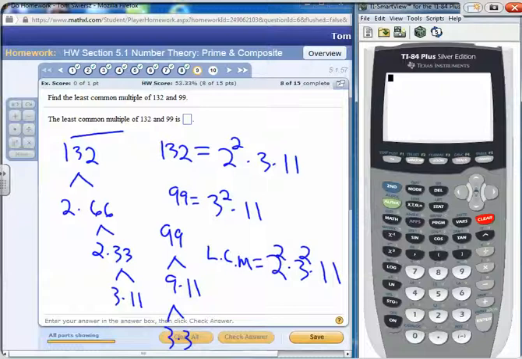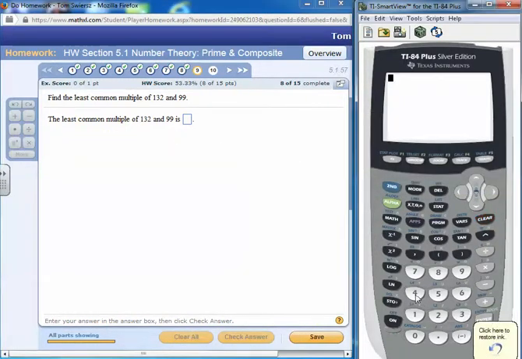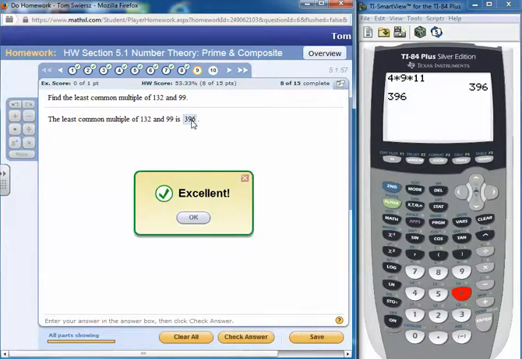So then this would be on our calculator, 2 squared is 4, 3 squared is 9, times 11. So it would be 4 times 9 times 11, which would be our least common multiple. So if we do that on the calculator, 4 times 9 times 11, we get 396. Oops. So our least common multiple is 396.